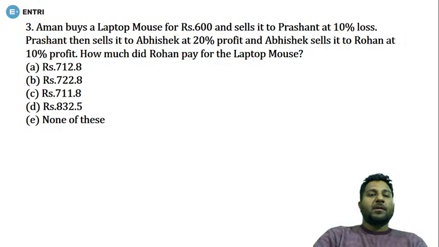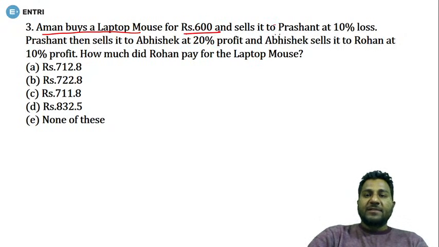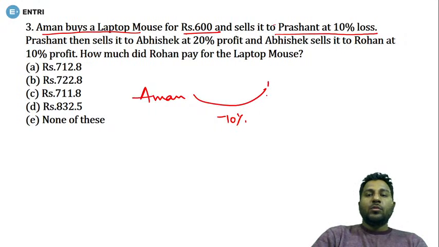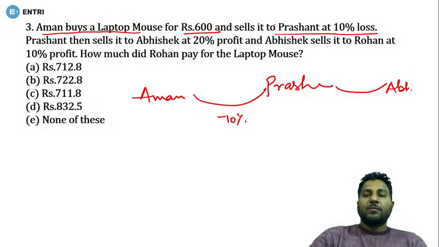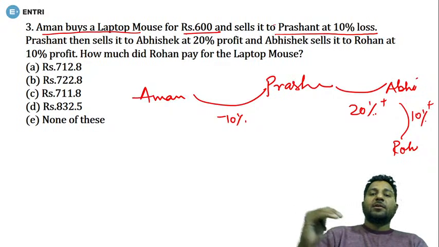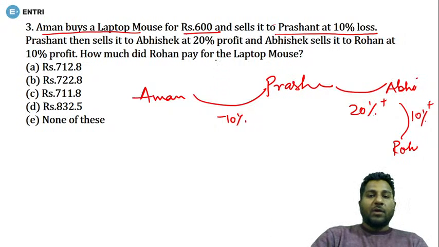Try the next one. Aman buys a laptop mouse for rupees 600 and sells it to Prashant at 10% loss. Prashant then sells it to Abhishek at 20% profit, and Abhishek sells it to Rohan at 10% profit. So it is successive as well. How much did Rohan have to pay for the laptop mouse? Look, Aman buys a laptop mouse at 600.